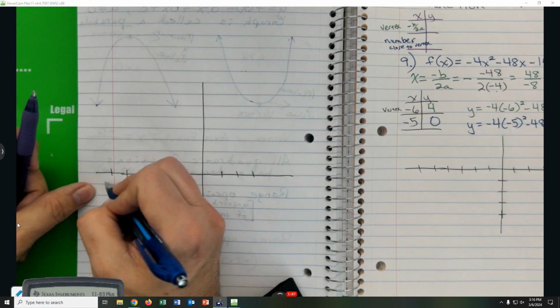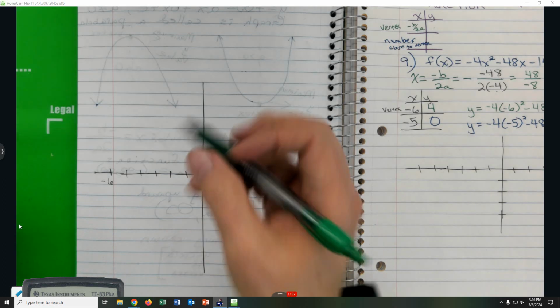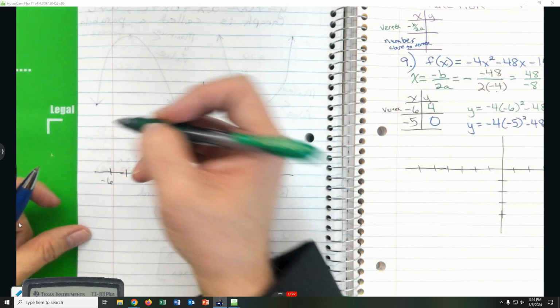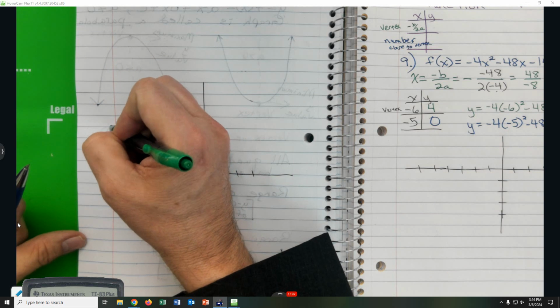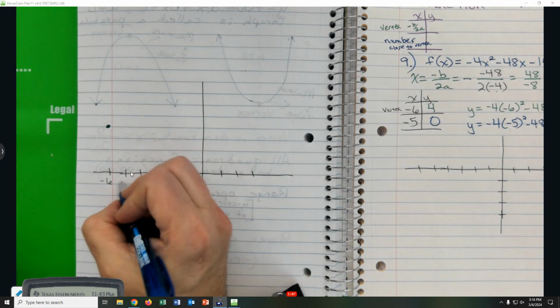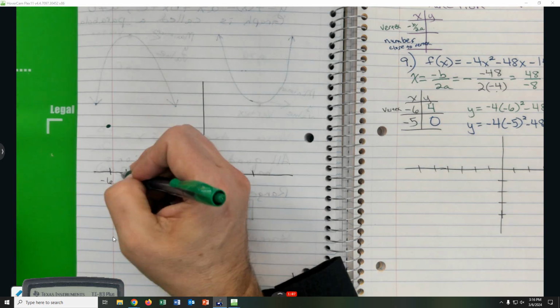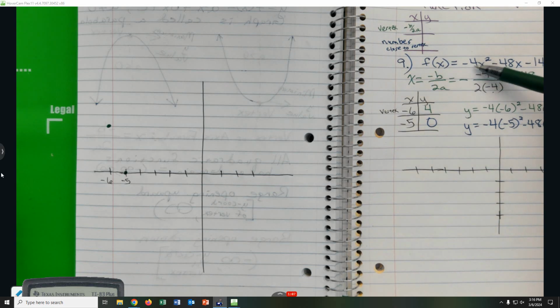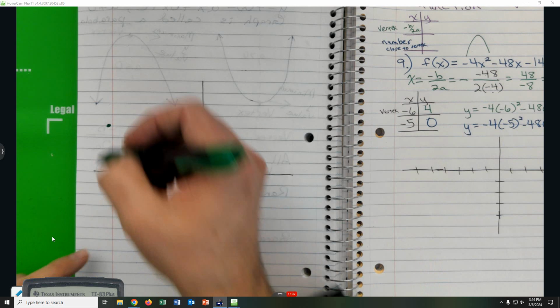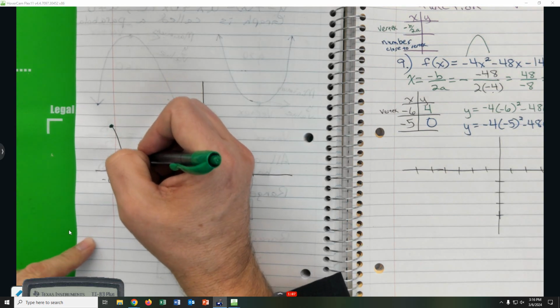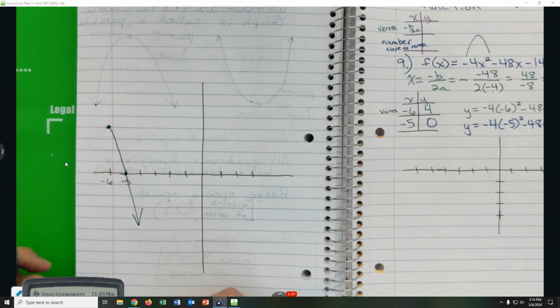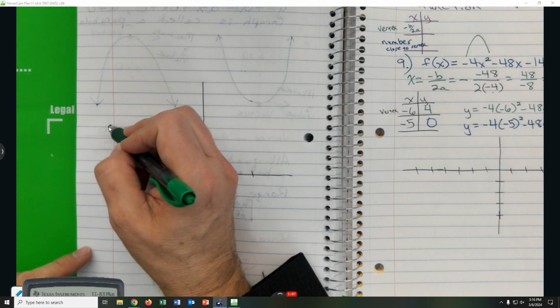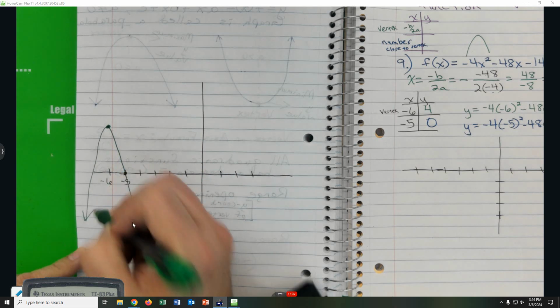Okay, so at -6, we're up 4 units. 1, 2, 3, 4. At -5, we have a y value of 0. We had already said, since that thing is a -4, will it open up or down? Down. Do y'all see the downward motion? It starts here and it goes down. Now just sort of draw the mirror image on the other side. That's pretty good.